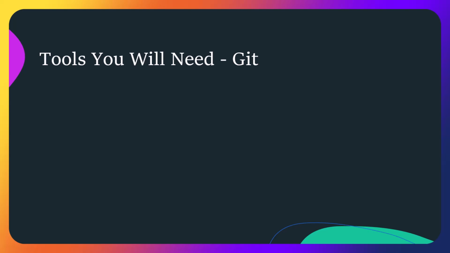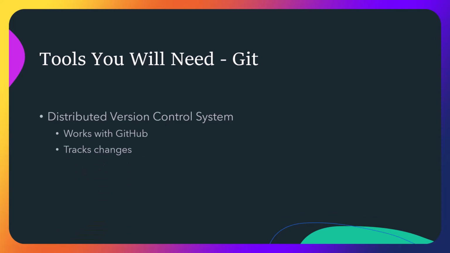One of the tools that you're going to need is Git. It is a distributed version control system. It works with a number of other version control systems like GitHub. It is designed to track changes to documents and also provide backup and version history.